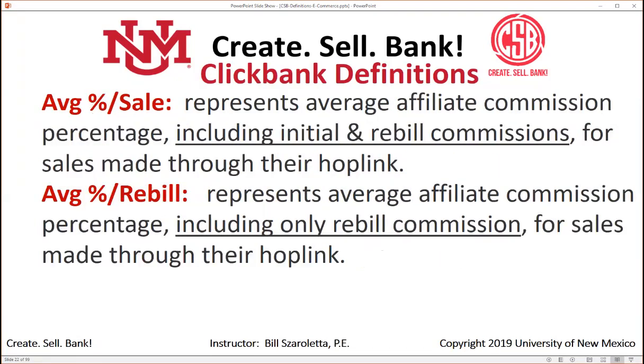Now, the average percent per sale is the average affiliate commission percentage, including initial and rebill commissions. And corresponding to rebill, the average percent per rebill represents the average affiliate commission percentage, including only rebill commission for sales made through their hop link.